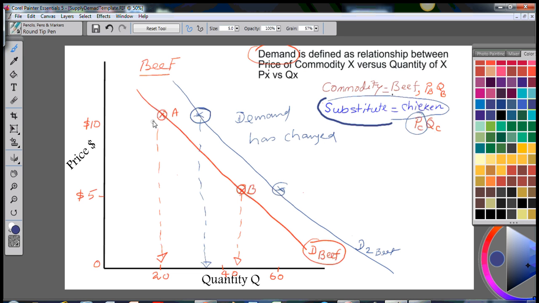But when you move from point A to point B, when you go from here to this way, you're not changing the relationship. You're just simply on the same relationship. Quantity demanded in this particular case is increasing. This is quantity demanded changing here. So that's the difference. If you're on the same line, it's just the quantity demanded that changes, but the relationship is still the same. But the blue line tells there is a new relationship for price of beef versus quantity of beef. That should clarify the demand change versus quantity demanded change.